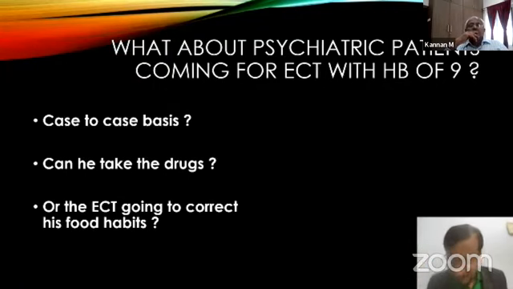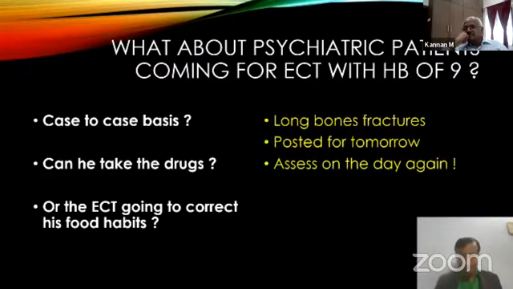You only have a psychiatric illness, something you will tell. Now, if the psychiatrist thinks that ECT is going to correct his food habits, give ECT with hemoglobin of 8.5 grams if the patient is otherwise okay. And then if he gets okay, start giving iron, pick up the things.